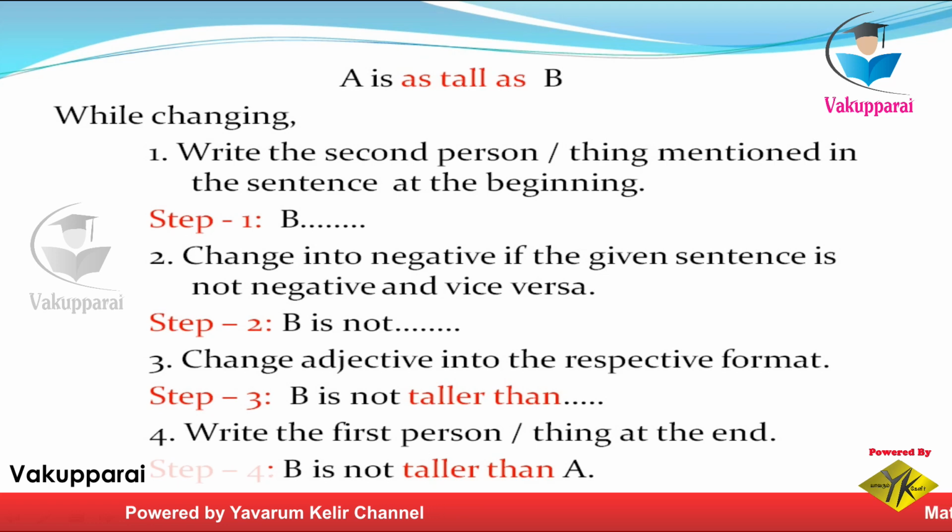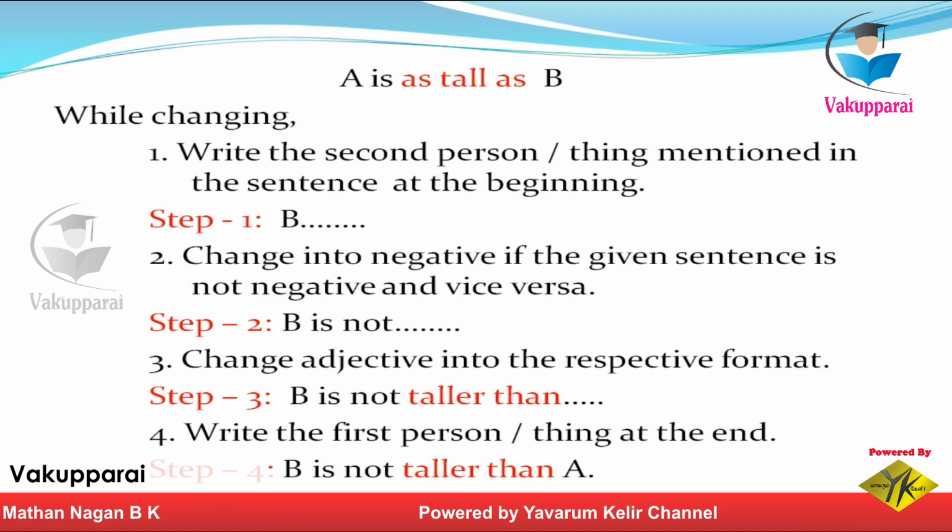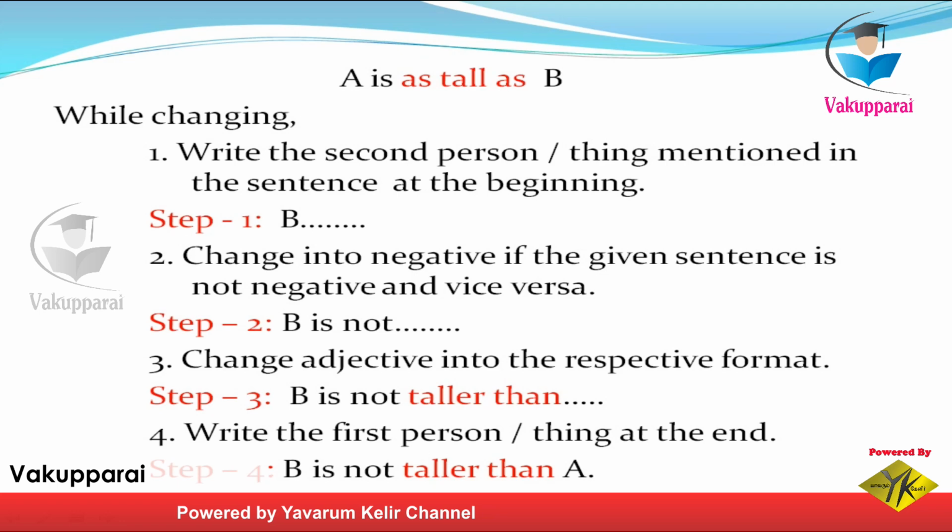So, while changing, you have to follow the following steps. The first step is write the second person or thing mentioned in the sentence at the beginning. So here there are two persons, A and B. A is the first person here and B is the second person here. In the first one, the second person should come in the first. So I put B in the first.